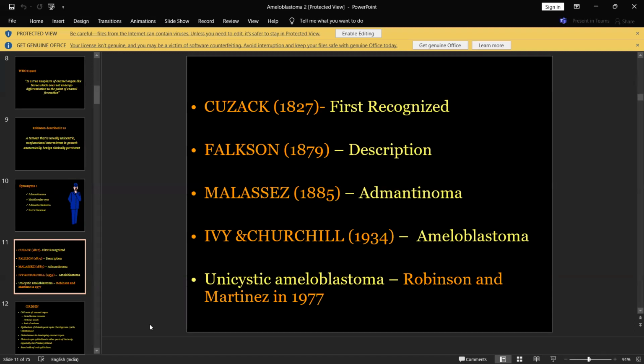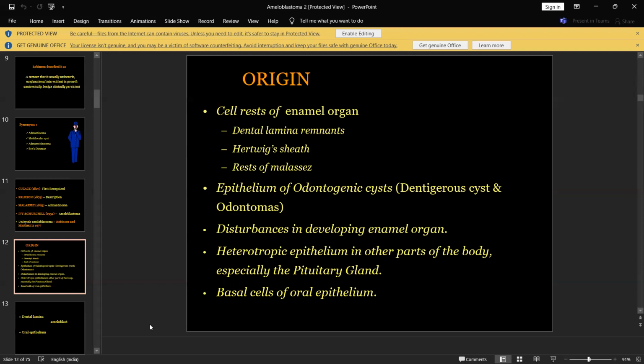Okay, so after that, again it has been classified as unicystic ameloblastoma. The term unicystic ameloblastoma was given by Robinson and Martinez in 1977. So this is just for your knowledge. The term ameloblastoma was coined in 1934 by Ivy and Churchill, then unicystic ameloblastoma by Robinson and Martinez in 1977.